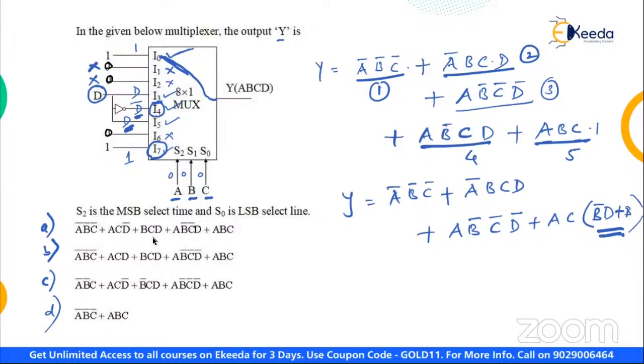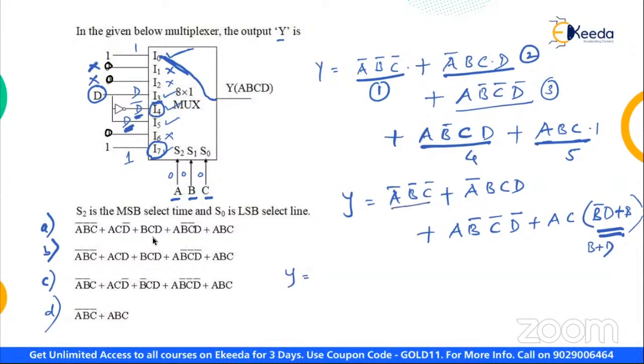Okay, very good, Lokesh. It is B plus D. Very good, Lokesh, it is B plus D in that case. So in that case, it is B plus D. Let me go for it. If it is B plus D, then the equation will get simplified accordingly. Let me write it. I'll go stepwise.